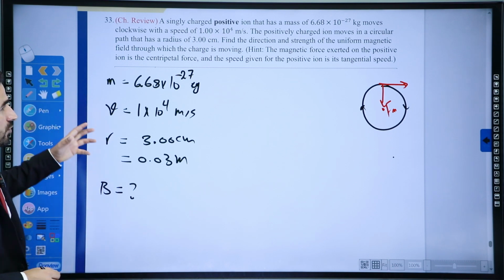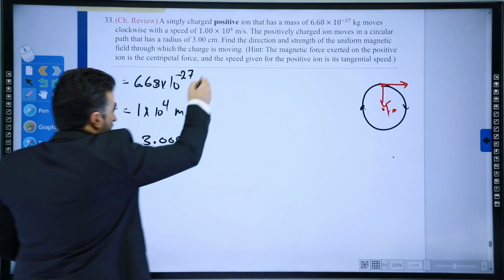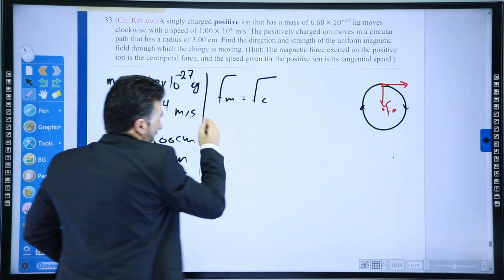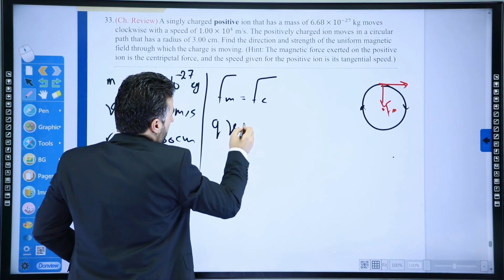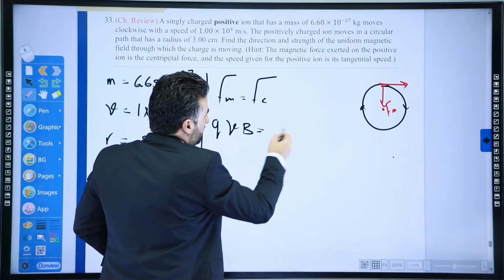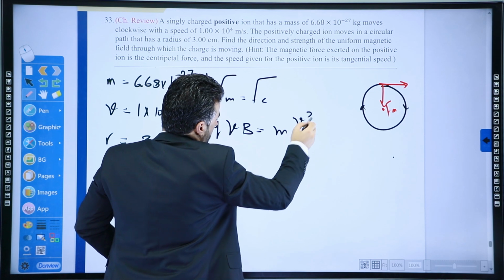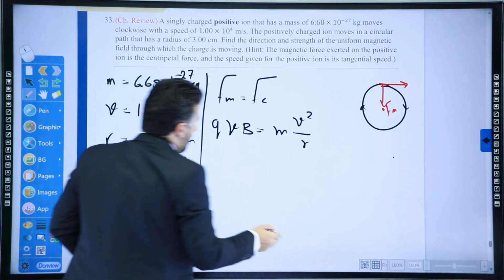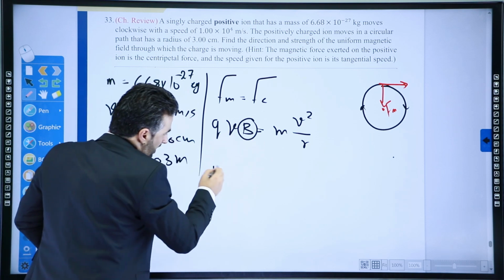Whenever something is moving in a circle, always remember that we have a magnetic force, and of course we have centripetal force as well. Magnetic force equals qvB. Centripetal force equals mass times speed squared, divided by the radius. We're trying to find this B, so make B the subject.